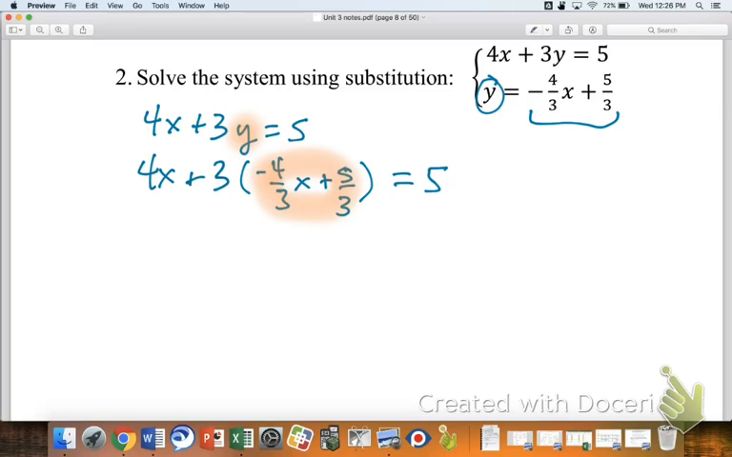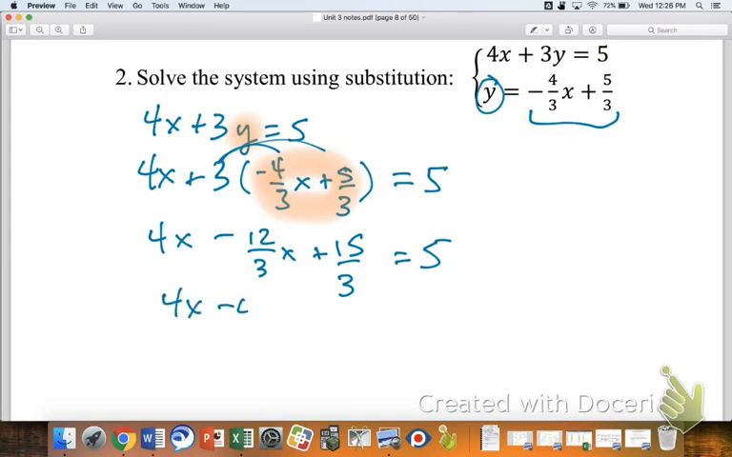What almost always goes along with substitution? What property? Almost always a distributive property. So the 3 gets distributed. When I do that, I'm going to get 4x minus 12/3 x plus 15/3 equals 5. And what is minus 12/3 x really? It's minus 4x, right? And what's 15/3? 5. Okay, so I get this and I get this.